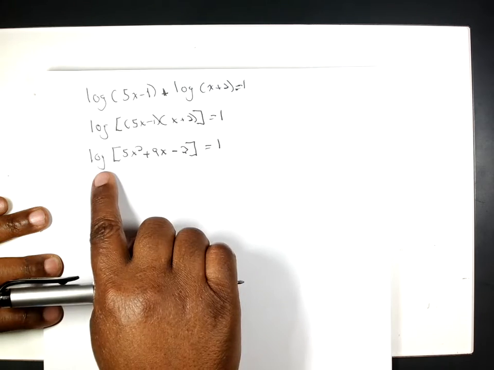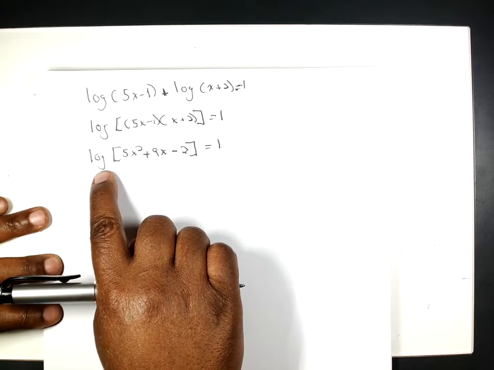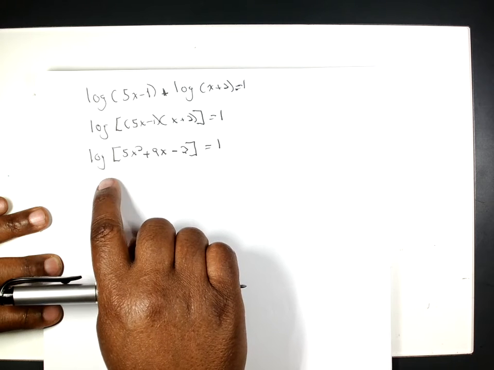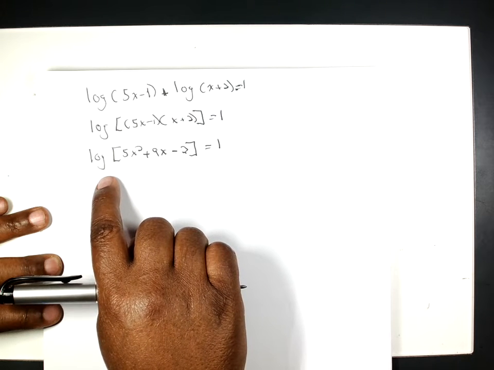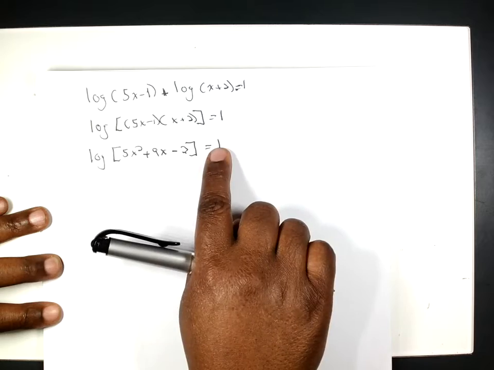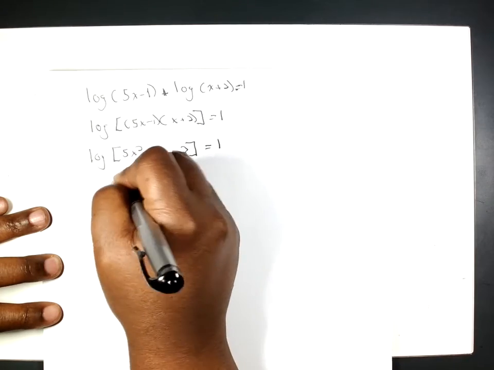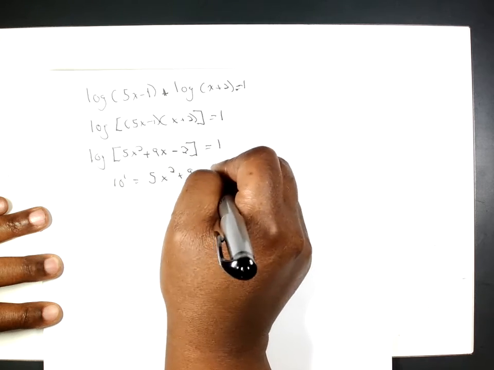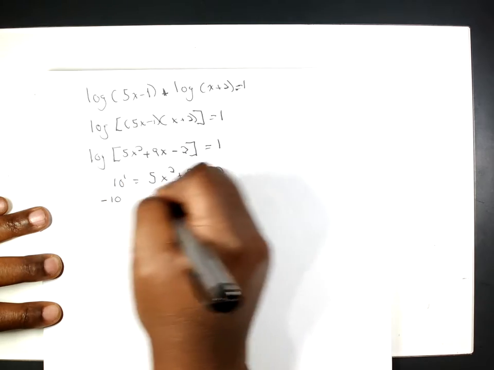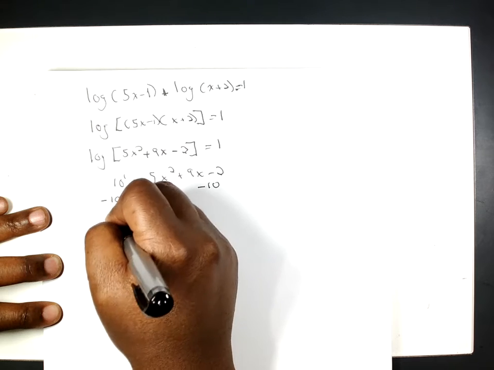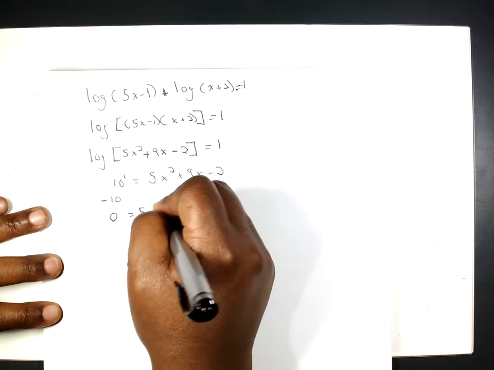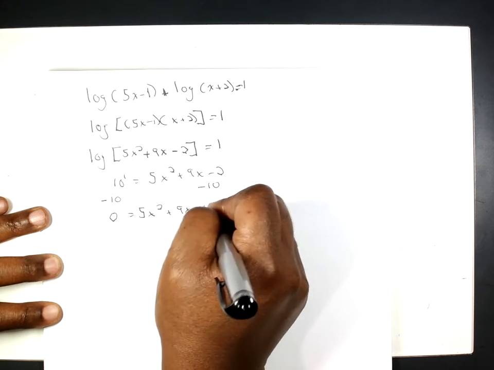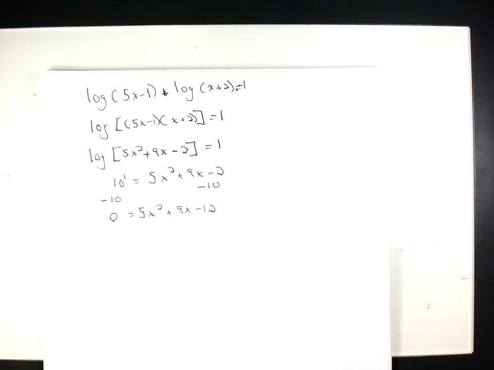So because this log has nothing written there, it's called the common log, so the base is 10. So we're going to rewrite this logarithmic equation as an exponential. So it's going to be 10 to the first power is equal to 5x squared + 9x - 2. So it's a quadratic. I need to have it set equal to 0. And I get 0 = 5x squared + 9x - 12.